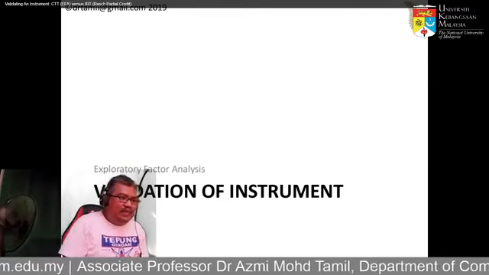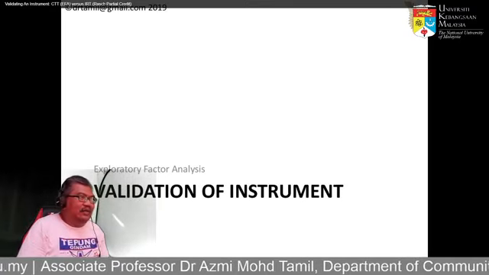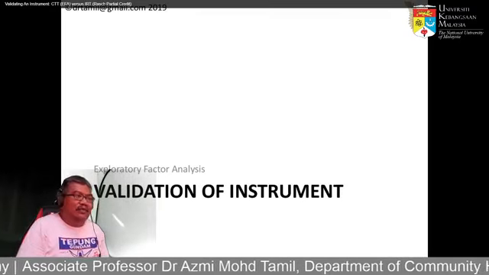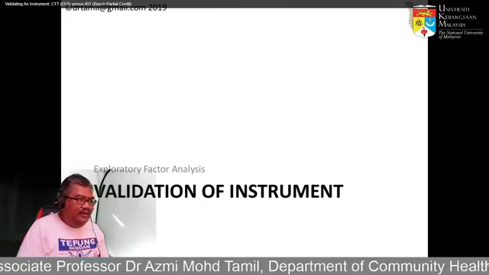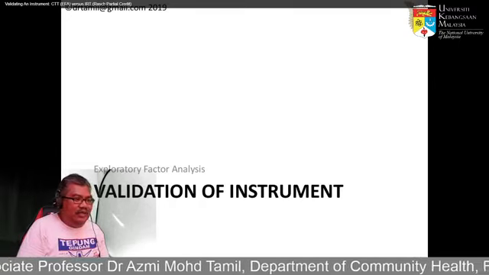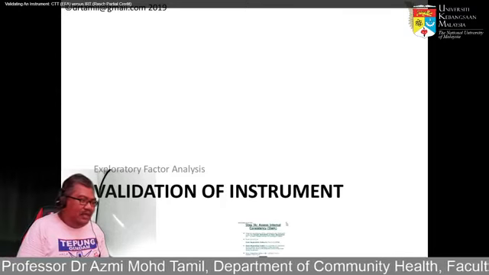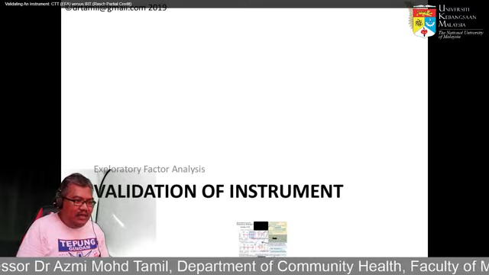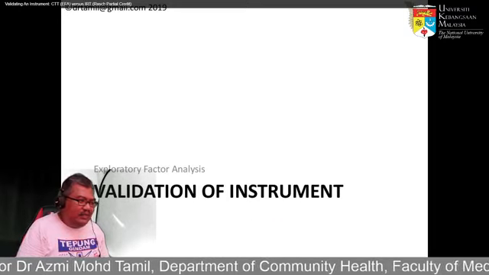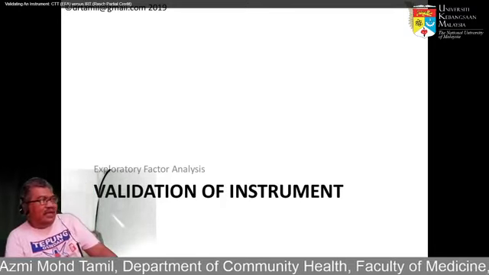Are we done? Not yet. We are not really done yet, because that one is not the final part. We were just looking at the Cronbach alpha, which is just looking at internal reliability. Now you have to look at the exploratory factor analysis. So we are going to do the exploratory factor analysis.